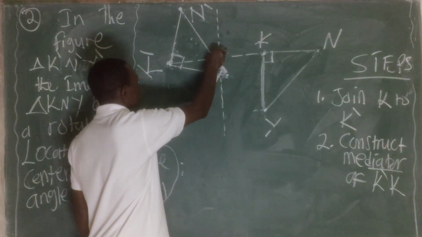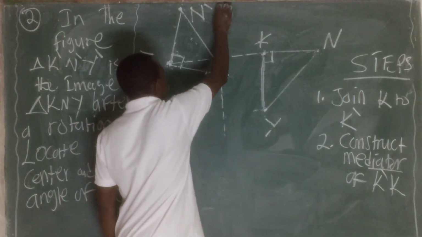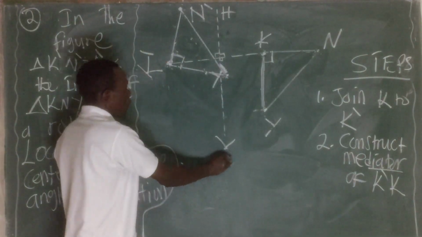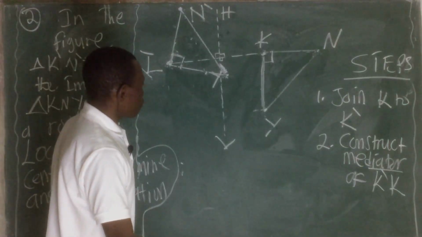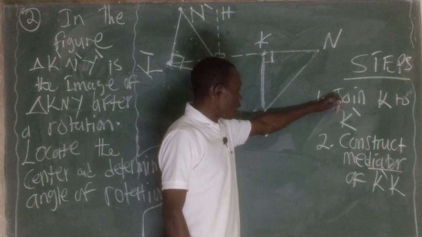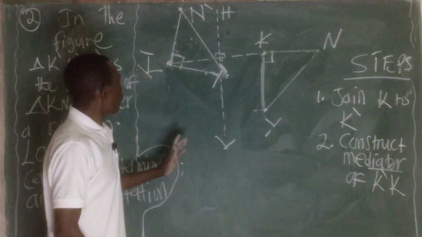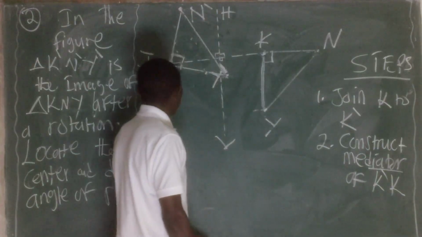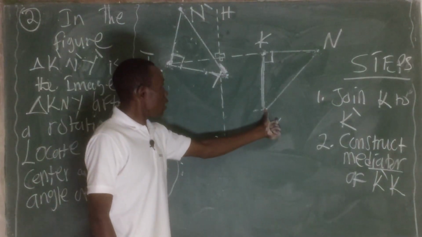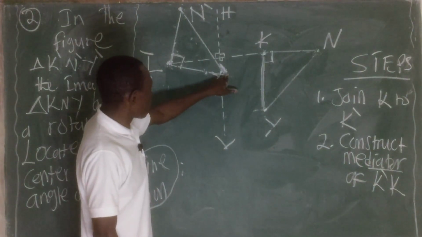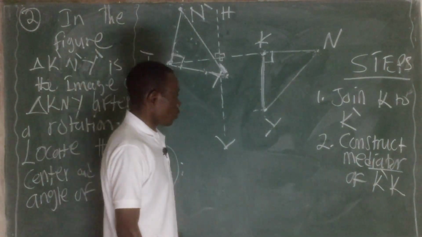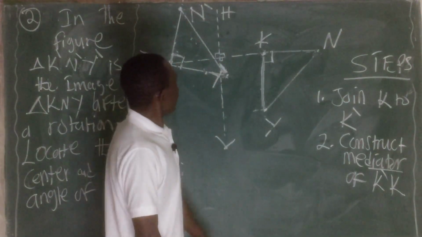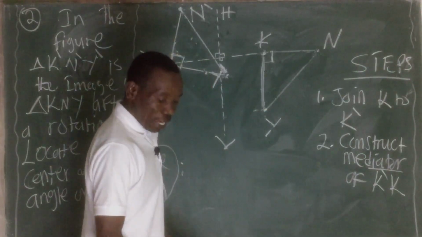So expect here to be right angled. You can name it with whatever description. Let's have it like HV. You also have to repeat procedures 1 and 2 for another pair of points. You can have N prime and N, or go for K prime and K, or Y prime and Y. So let's have the pair N prime and N.